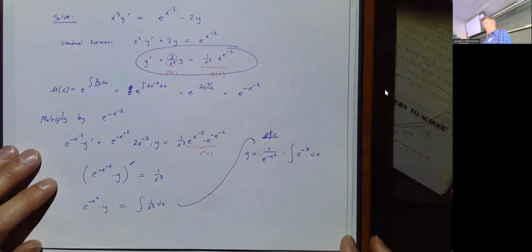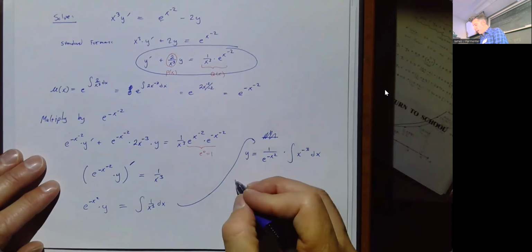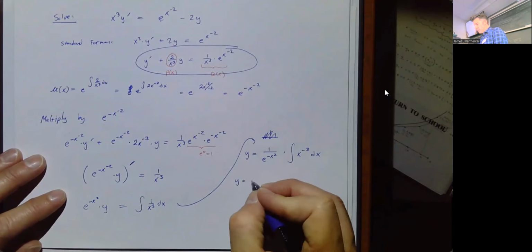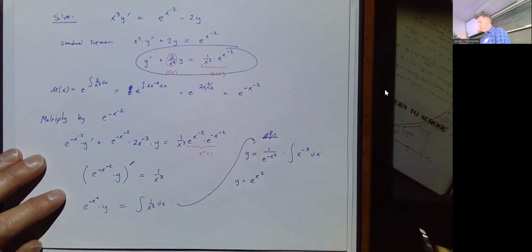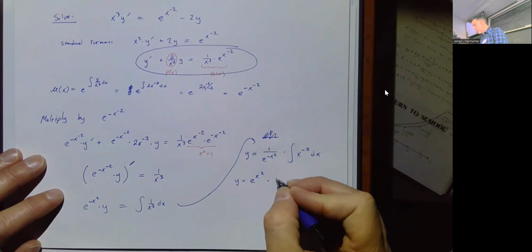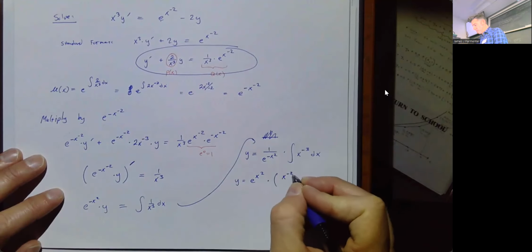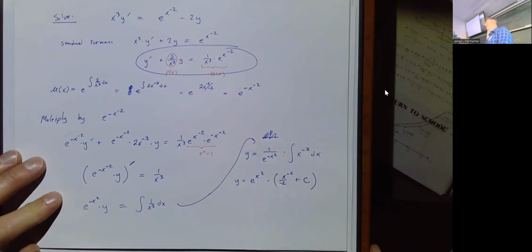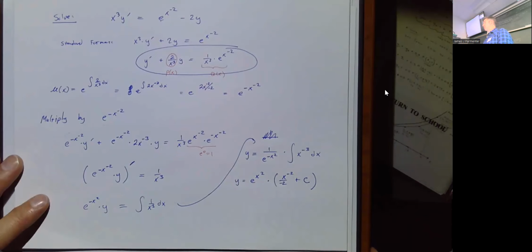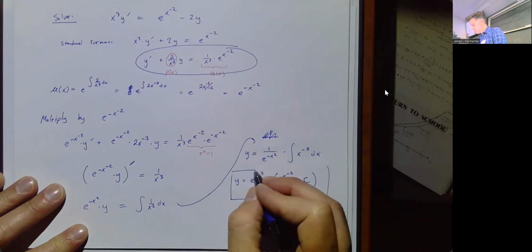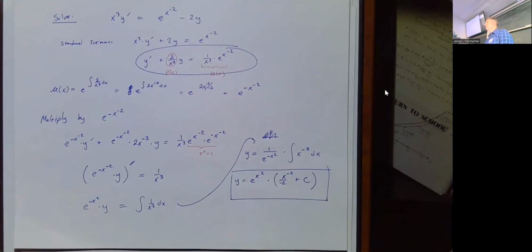And I would do two things at once here. I would write 1 over e to the negative something as just e to the positive x squared. And the integral of x to the negative third is x to the negative 2 divided by negative 2 plus c. And we definitely need the plus c there. It is vital. And I would leave it like this. That's our solution.